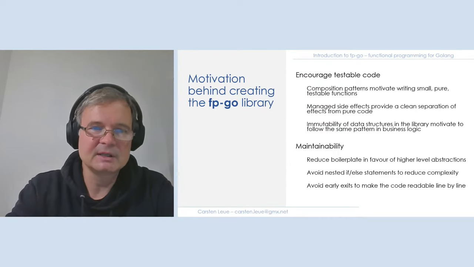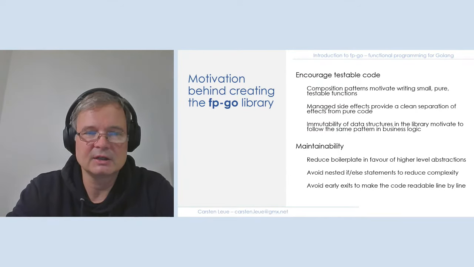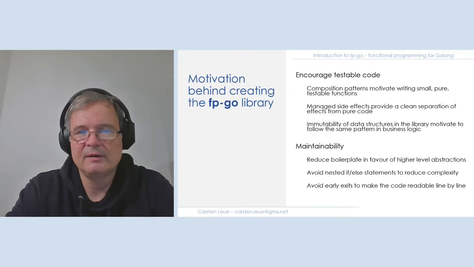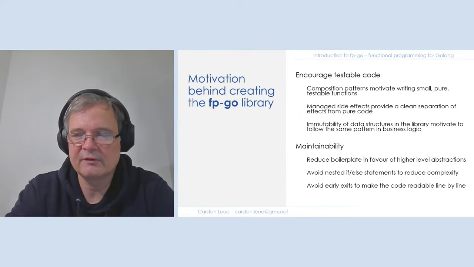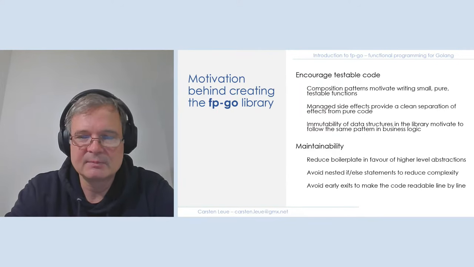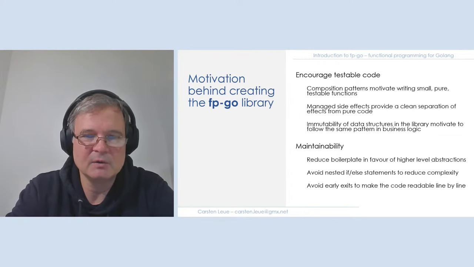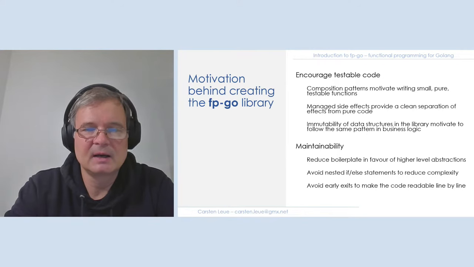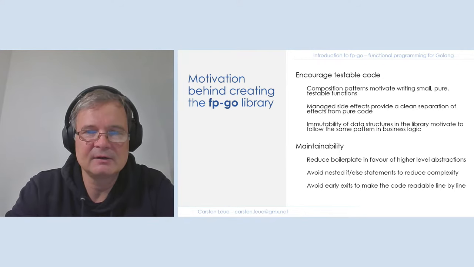Okay, so this is just my summary slide on why it makes sense to create a library such as FPGo for Go. Because the introduction of functional patterns motivates and encourages the creation of pure functions, or functions that can be well tested. Again, it's possible to do the same using imperative style, but following certain functional programming patterns just makes it more obvious and easier to follow that style that leads to testable code. Same goes for the aspect of being able to tell side effects apart from pure functions and, by contract, the immutability of data structures.